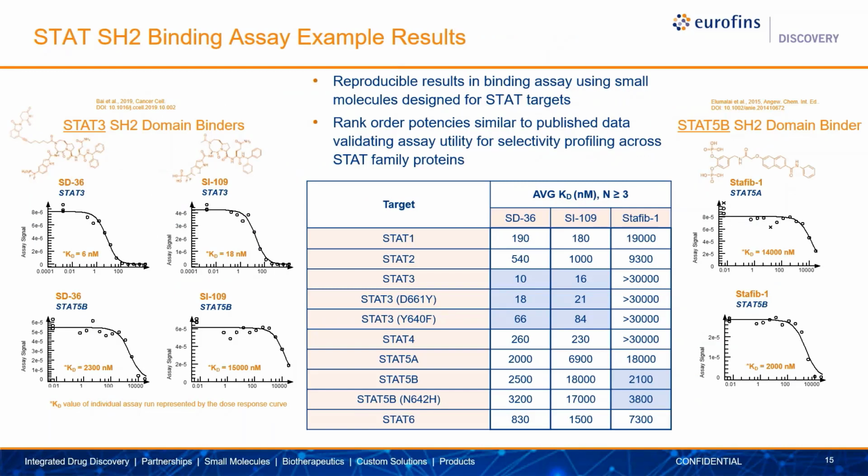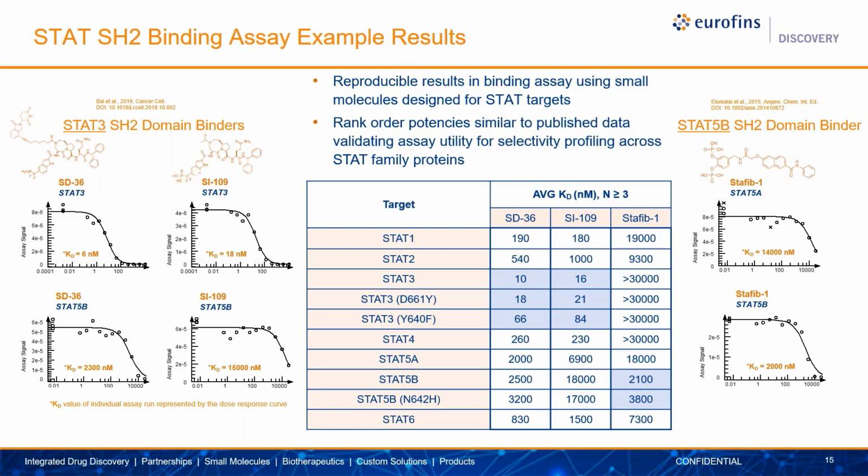The STAT SH2 domain binding assays in SH2 scan include 7 wild-type STAT SH2 domains, as well as 2 STAT3 mutant SH2 domains and 1 STAT5b mutant SH2 domain. To validate the STAT SH2 domain assays, we utilize compounds selected from the scientific literature, which have been shown to be selective for their specific targets.